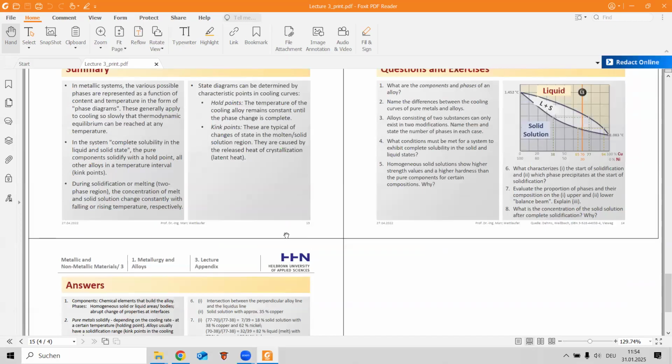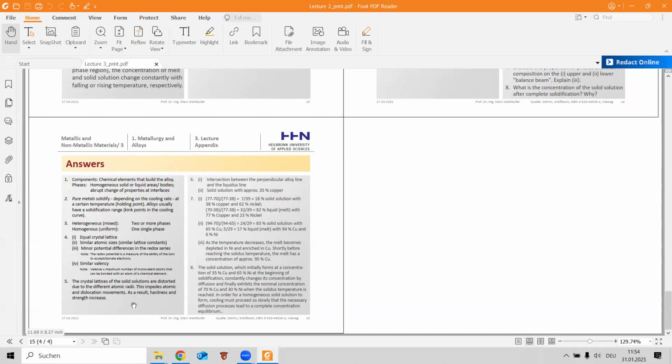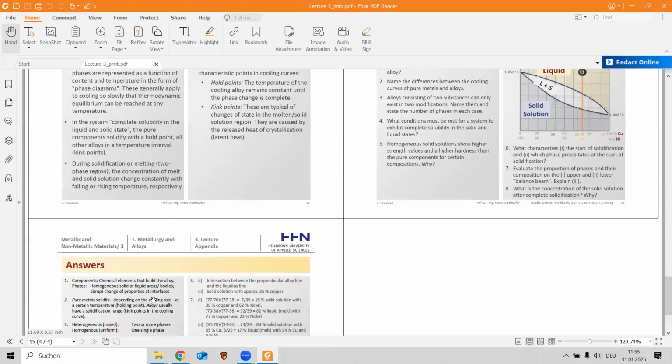Homogeneous solid solutions show higher strength values and a higher hardness than a pure component for a certain composition. Why? The crystal lattice of the solid solution is disordered due to the different atomic radii, as this impacts atomic and dislocation movement. As a result, hardness and strength increase.